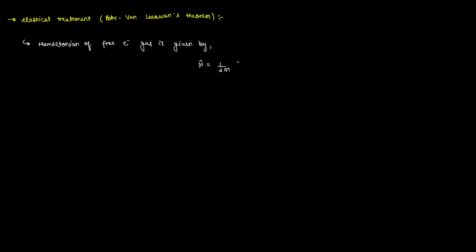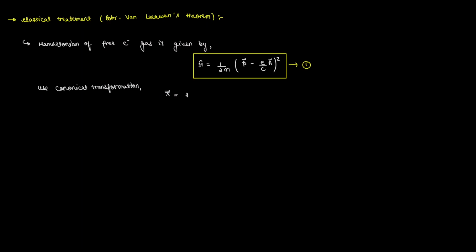First of all, let's try to see the classical treatment. The Hamiltonian of free electron gas is given by half m (p minus Ea by c) squared. Here we can use the canonical transformation as pi equal to p minus Ea by c, so that the energy of the system will become half mv square, where v is equal to 1 over m (p minus Ea by c).